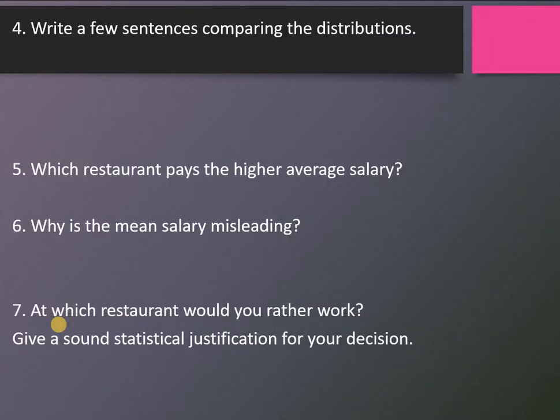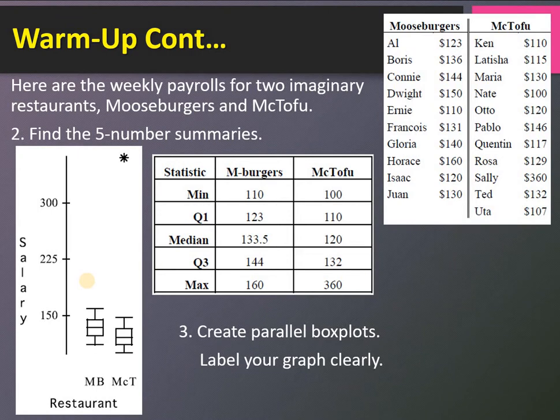So, when we want to write a few sentences comparing distributions, this is what today is all about. Comparing is the same thing as describe. It just uses slightly different language. So, when we describe, what do we need to include? Shape, center, spread, and outliers or anything that's unusual.